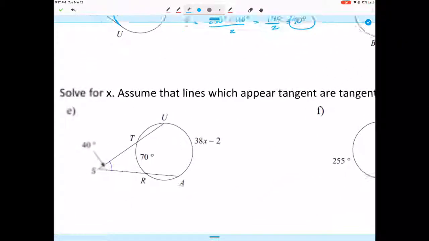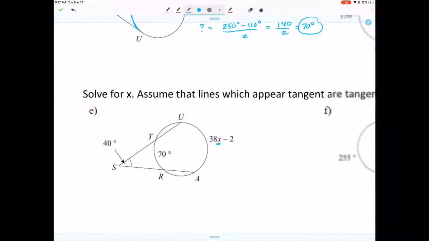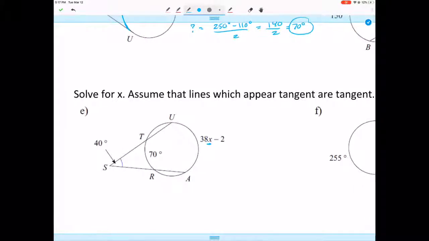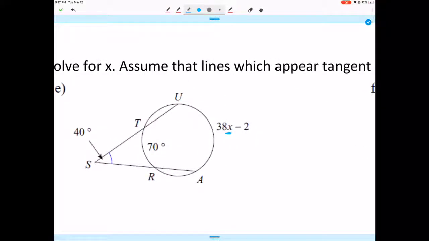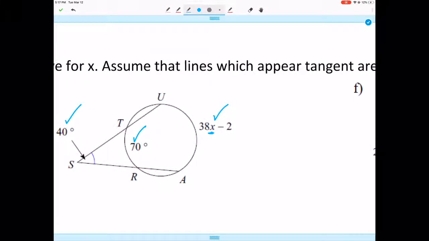All right, and then there's another way to do these where you have to solve for the x value. So solve for x, assume that the lines which appear tangent are tangent. Okay, so obviously neither of these are tangents, they're both secants. So we have our angle, and we have our minor arc, and we have some sort of equation for our major arc. So we're going to need to solve for that.